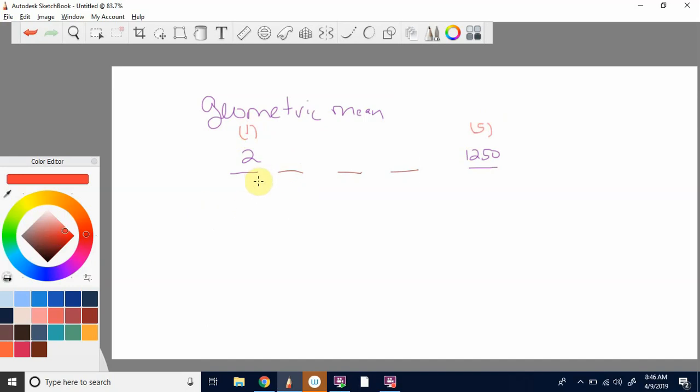So what do we need? We need a common ratio. We need an r. Okay, but what's given to us? What's given to us is a sub 1 is 2, a sub 5 is 1250, and n is 5. So if we put it in our formula, a sub n equals a sub 1 times r to the n minus 1, can we find r? Yes.